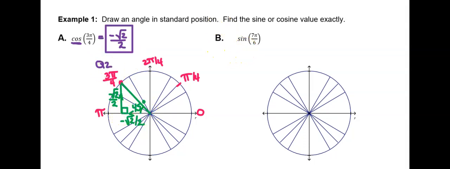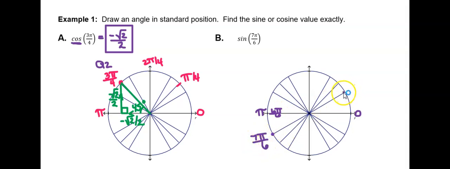So let's take a look at example B. So here we're talking about 7 pi over 6. Well, is that more or less than pi? Well, pi would be 6 pi out of 6. So 7 pi out of 6 would be right here. 1/6 of a pi more.